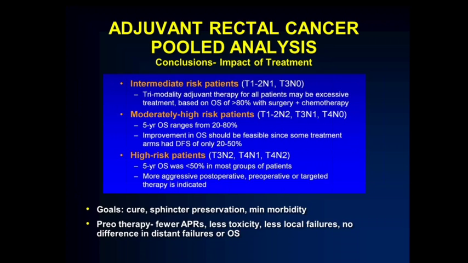So generally speaking, we try to employ preoperative therapy with chemoradiation, and in that setting, it enables fewer APRs, or abdominal perineal resections, that basically take out the sphincter and result in long-term colostomy. There's also less toxicity, less local failures, and no difference in distant failures or survival.